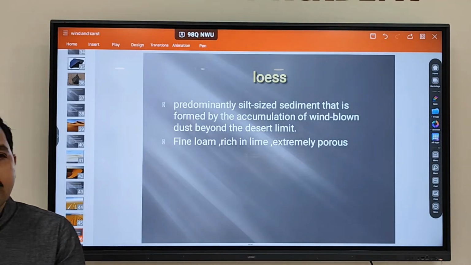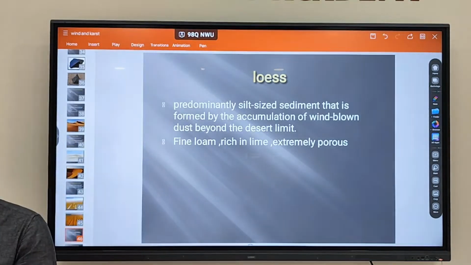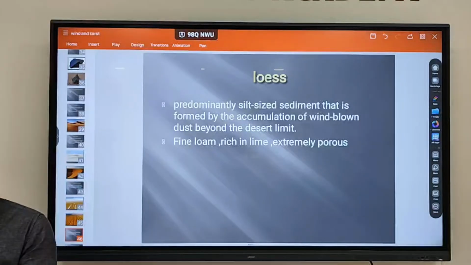Then we discussed that wind can form landforms either due to an erosion process or due to a deposition process. Due to erosion, what is happening? You see mushroom rock, ventifact, dreikanter, zeugen, yardang, and also mesas, buttes, and inselberg. These are the landforms due to erosion.